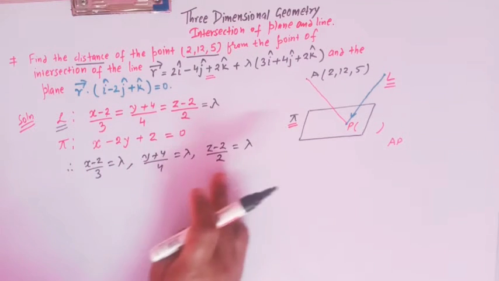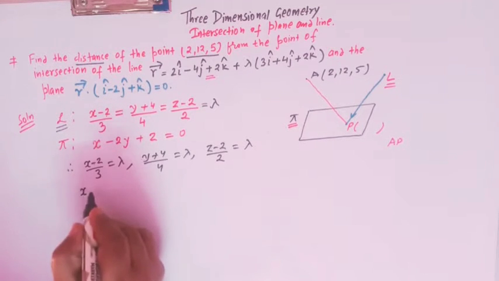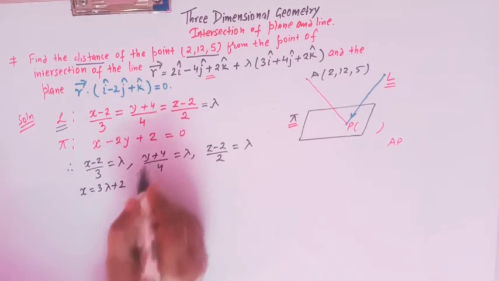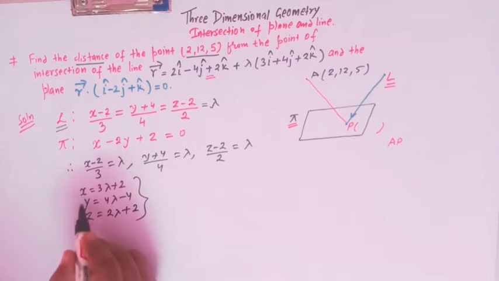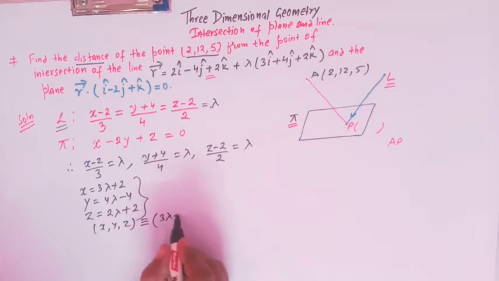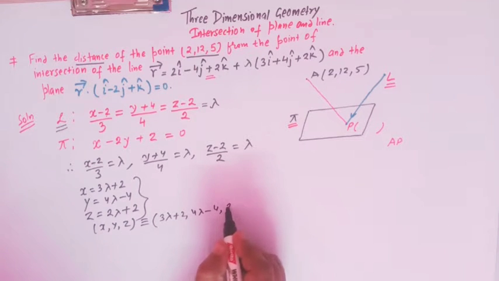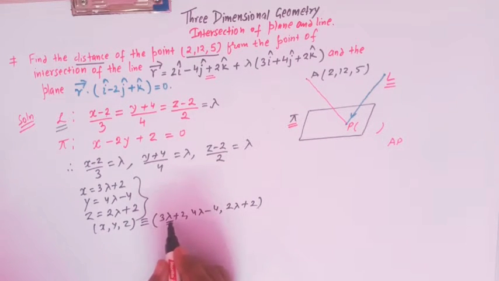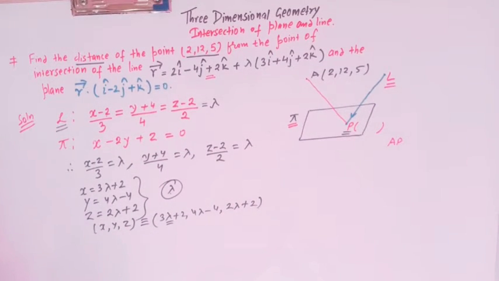Now we can solve these three equations to get the value of x, y and z. So from here we have x is equal to 3 lambda plus 2, y is equal to 4 lambda minus 4, and z is equal to 2 lambda plus 2, right? So x comma y comma z are the coordinates of a general point on the line for some value of lambda, right? So here for some value of this scalar lambda, we have this point P, right?